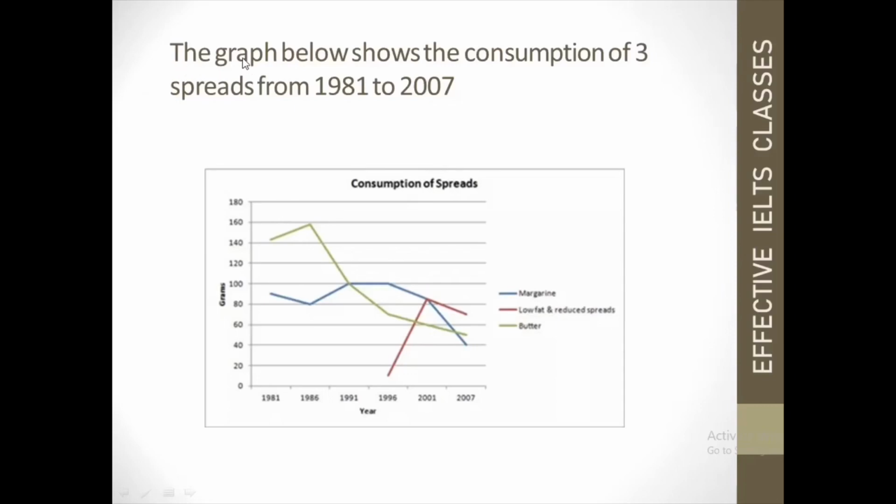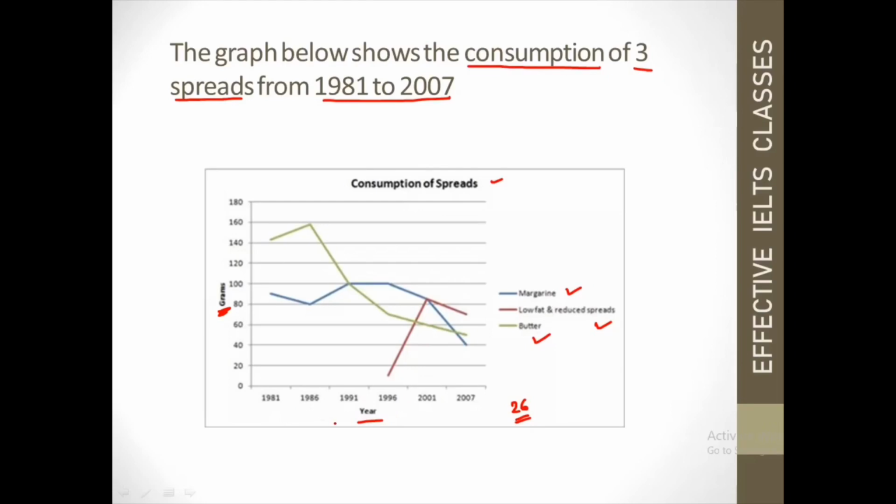In today's video, I am going to solve one IELTS academic task 1, that is a line graph. Here's our graph, you can see, and what is the statement? The graph below shows the consumption of 3 spreads from 1981 to 2007. It has 3 spreads and you can see the names of the spreads are given here, and the units are in grams, in the form of numbers. Years are also given from 1981 to 2007, and if we calculate the time period, it is 26 years.